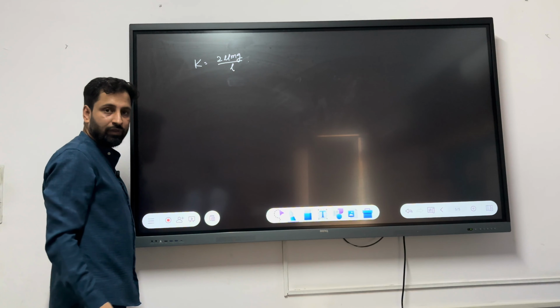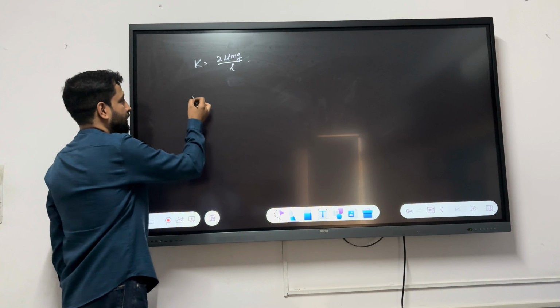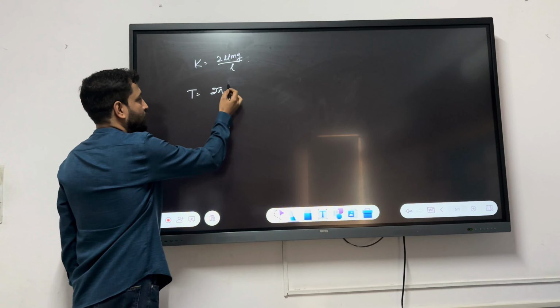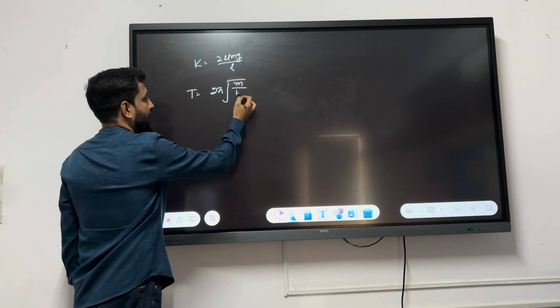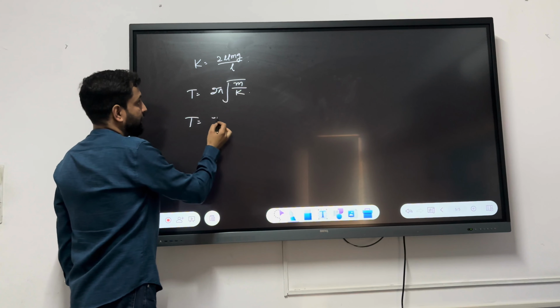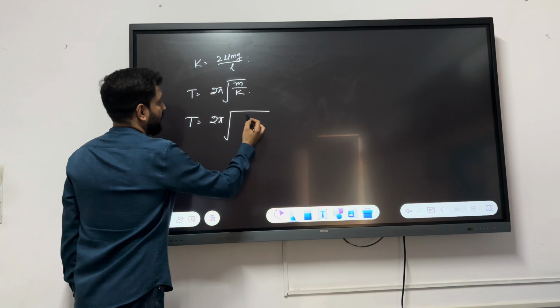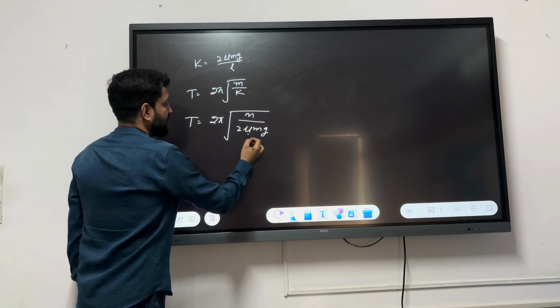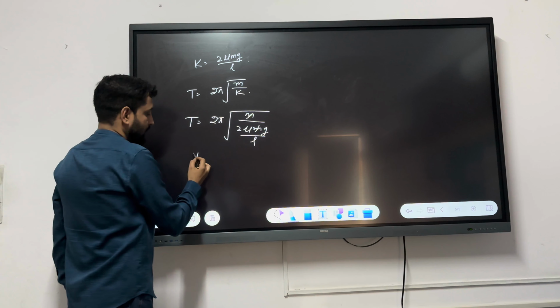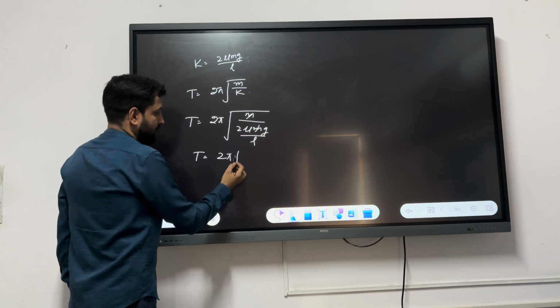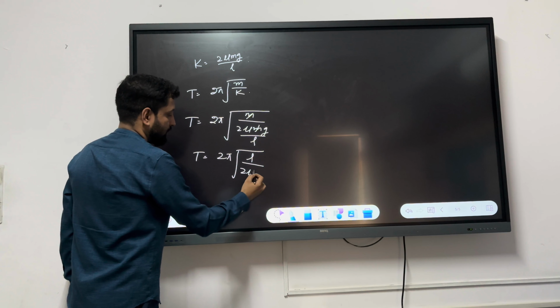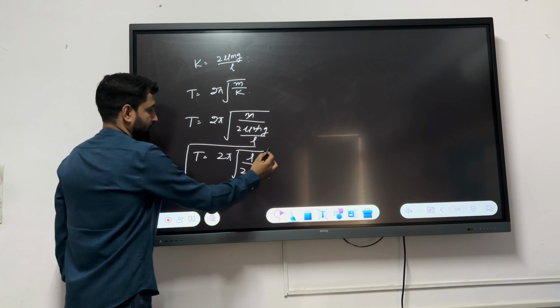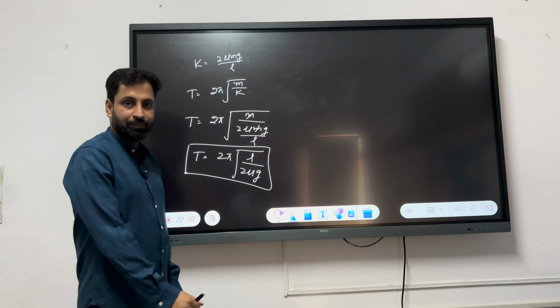If this is the value of k, we can find omega, we can find the time period. So simply the time period is 2 pi under root m by k. So the time period will be equal to 2 pi under root m upon k, that's 2 mu mg upon L. So the time period is 2 pi under root L upon 2 mu g. So this is the answer. Thank you.